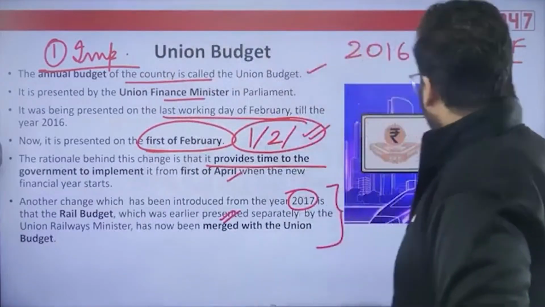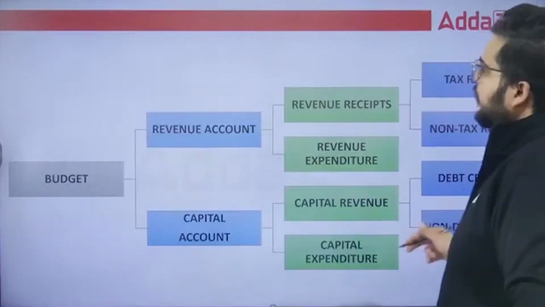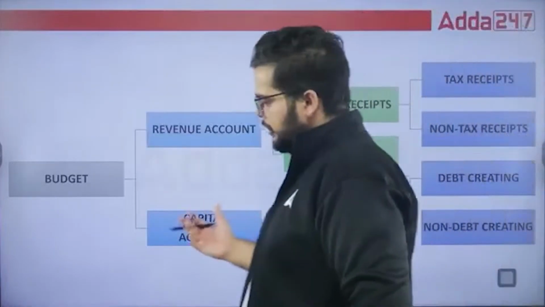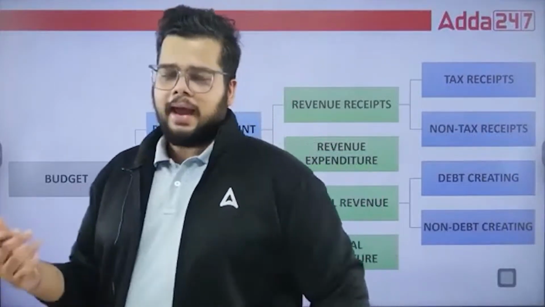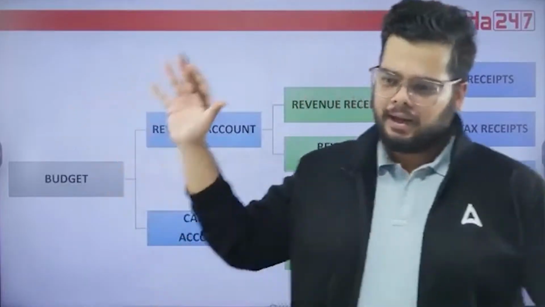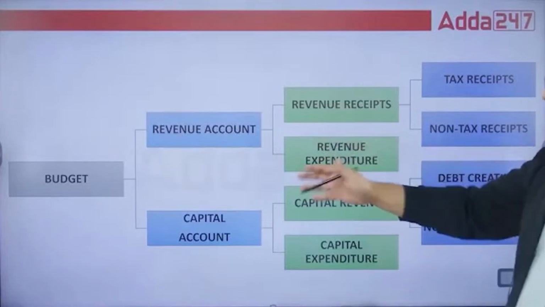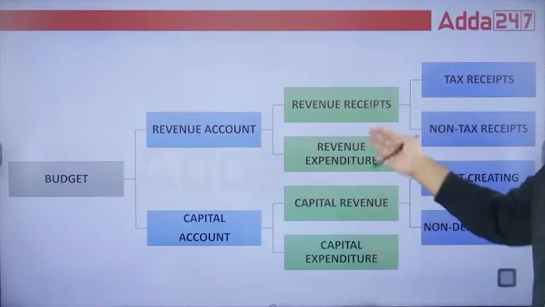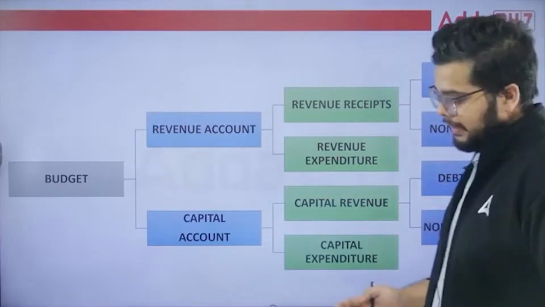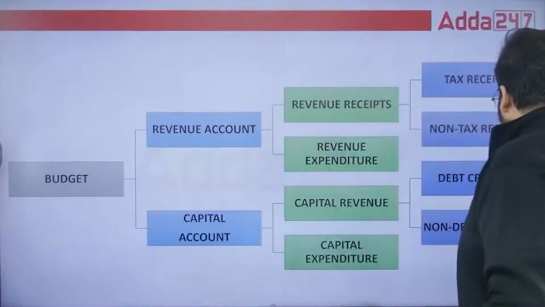Okay, so enough of the introduction of the union budget. Now let's move on to the actual thing which will create the difference, which will enhance your knowledge about the union budget. In front of you, you can see a particular flow chart which talks about various types of accounts, various types of receipts, expenditure, and further classification of receipts, or you can say revenue, has also been done. Now what are these? Let's see one by one.